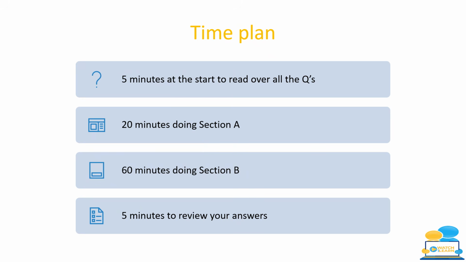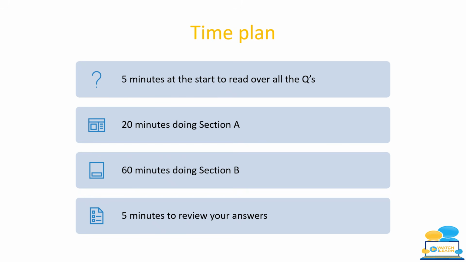When you get your paper, write down your exam number, your date of birth, and open it up. Spend the first 5 minutes reading through all of the questions so that your subconscious can start to think about the questions. And even if you want to jot down a few important things beside the questions before you go through all the questions and start answering them, that's a good idea. So you should spend 20 minutes doing section A and 60 minutes doing section B.